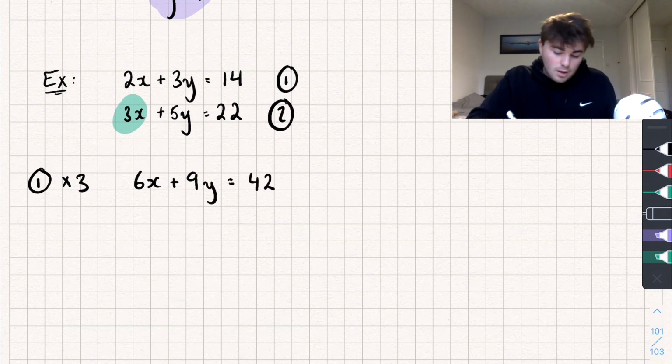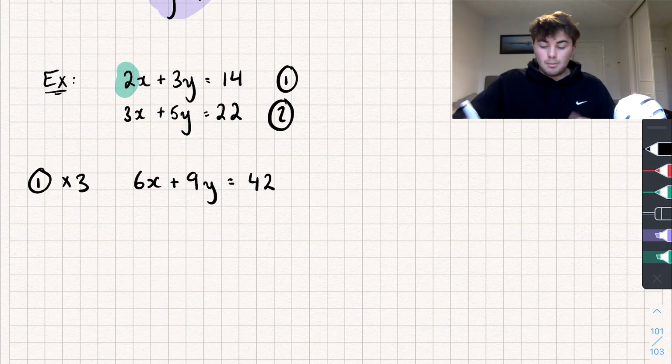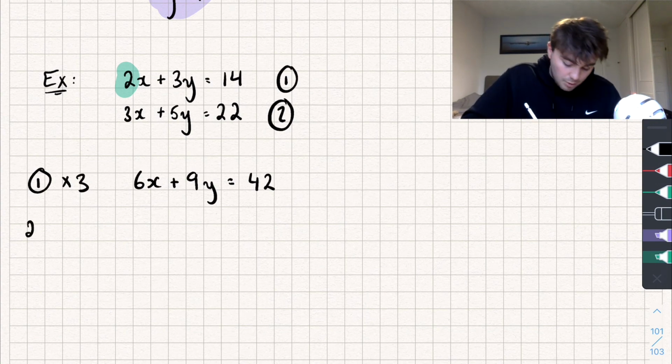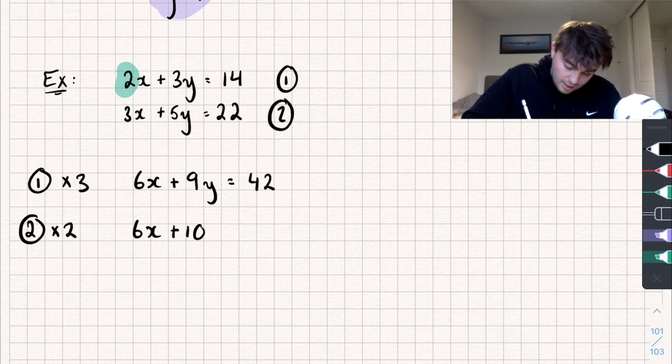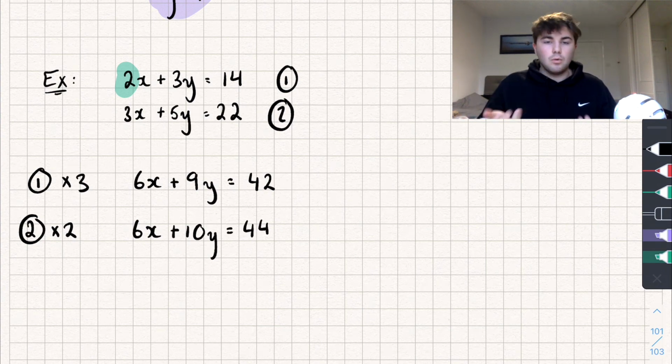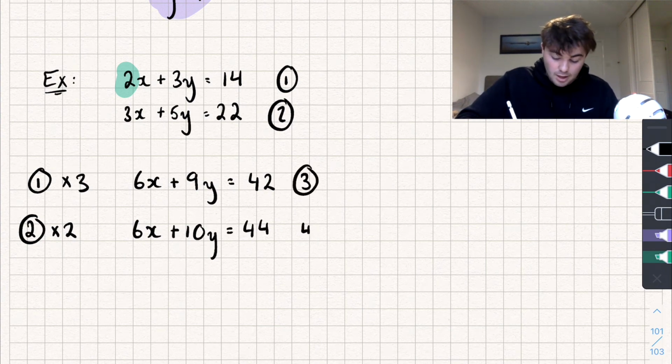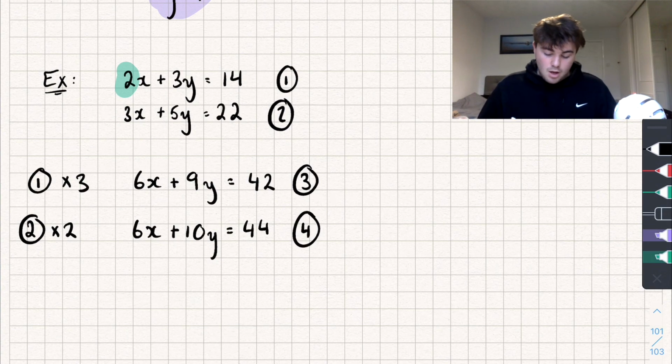I think. And because the coefficient of x in equation 1 is 2, I'm going to multiply equation 2 by it. So we get 2 multiplied by equation 2, and that's going to give me 6x plus 10y equals 44. And we can call these new equations equation 3 and equation 4 like that. So now I'm going to do equation 4 subtract equation 3.